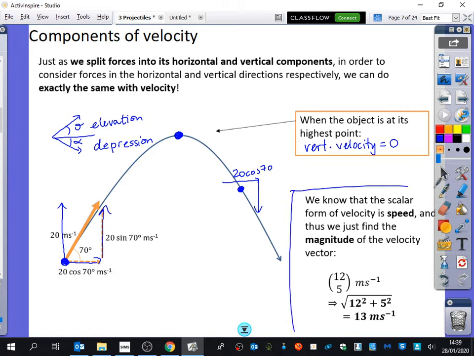So this little bit down here really should have been in a box, but I've just said we know that the scalar form of velocity is speed, and thus we just find the magnitude of the velocity vector.